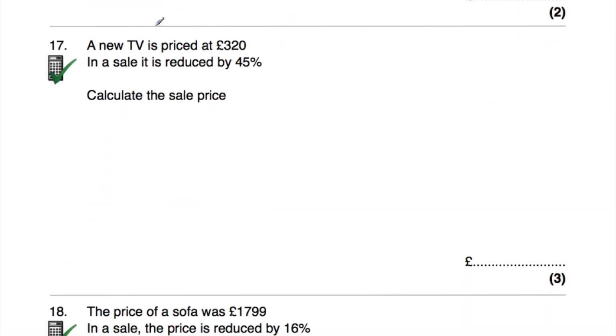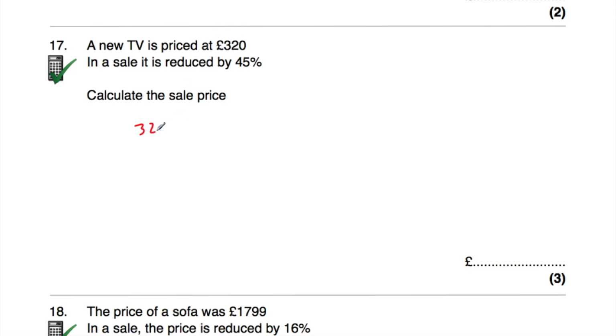Okay, let's look at our next question, question number 17. So question number 17 says, a new TV is priced at £320 and in a sale it is reduced by 45%. Calculate the sale price. So you want to find the sale price of the television. Now it normally costs £320, but it's reduced by 45%. So we need to reduce this by 45%.